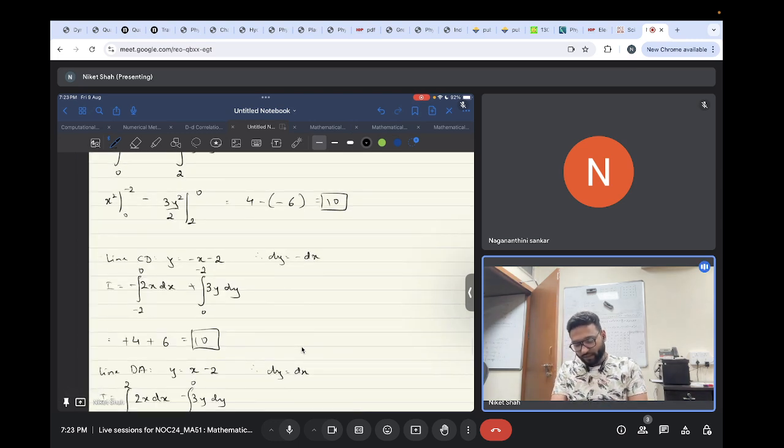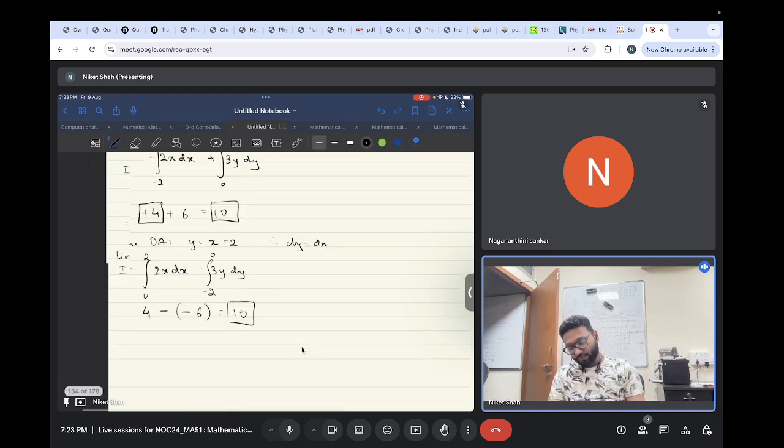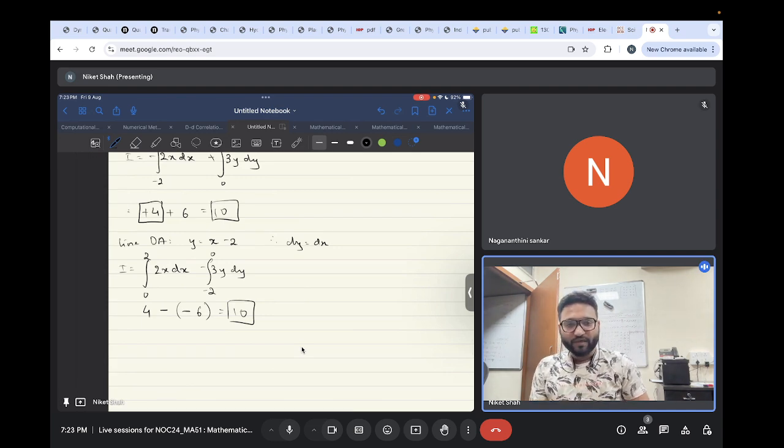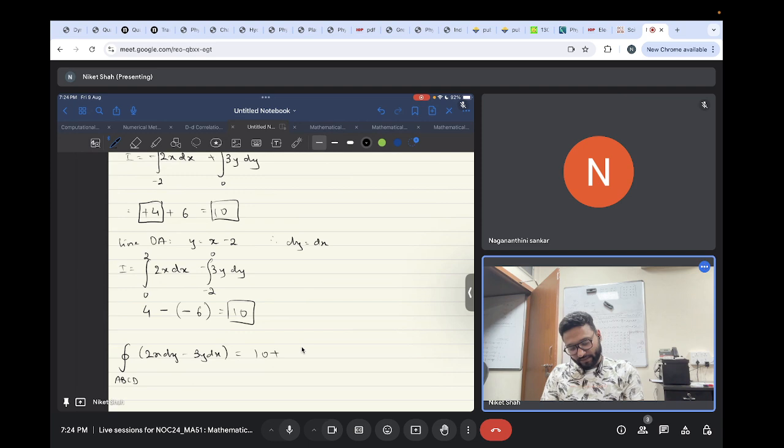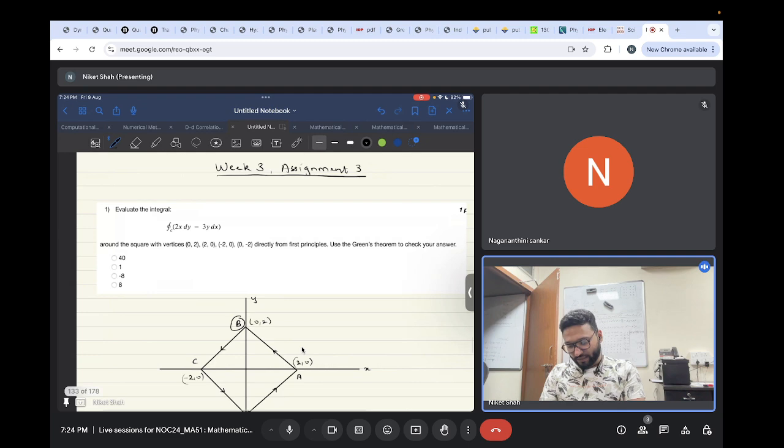So all the answers here, I had made a small mistake. I had not considered the negative sign here outside. So if I consider that, this also becomes plus 4. So this is also equal to 10. So basically, all the results are equal to 10, and the entire contour integral over ABCD of 2x dy minus 3y dx is basically 10 plus 10 plus 10 plus 10, so is equal to 40. That's my result. So we get the answer as 40 here.